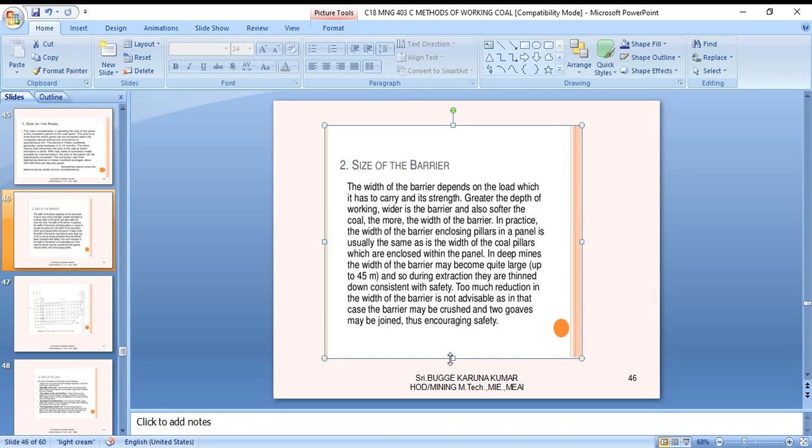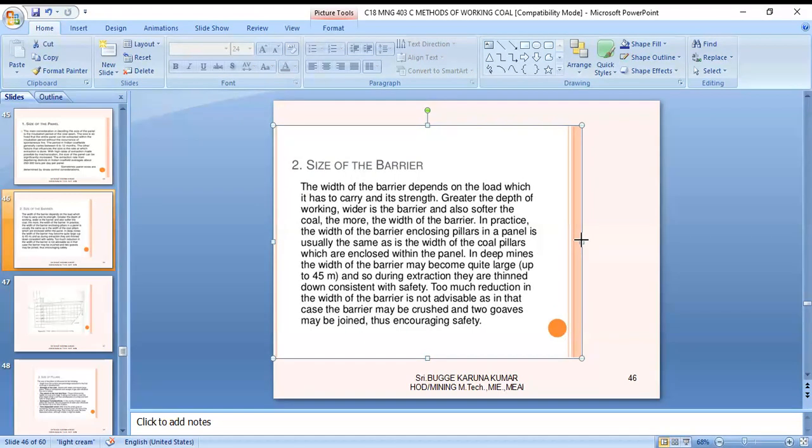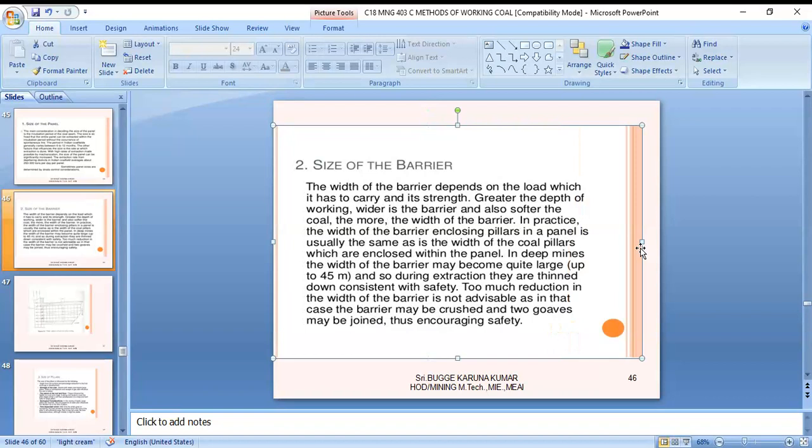Size of the barrier. The width of the barrier depends on the load which it has to carry, its strength, and the greater depth of the working. The wider the barrier and the softer the coal, the more the width of the barrier. In practice, the width of the barrier enclosing pillars in a panel is usually the same as the width of the coal pillars enclosed within the panel.